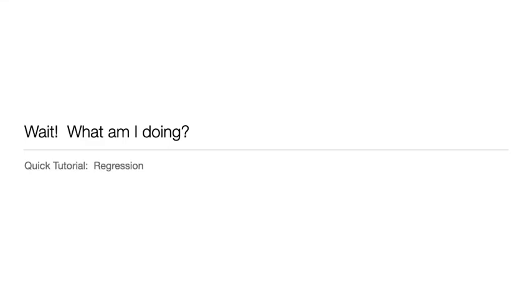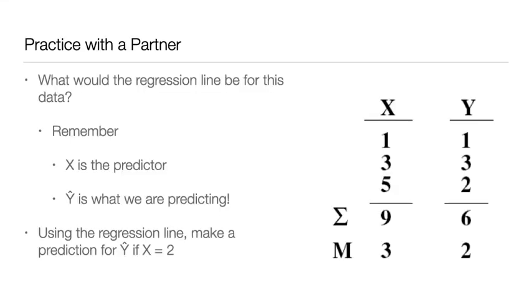Wait, what am I doing on regression? So as we've practiced, this is our practice with a partner from class. The question is, what would our regression line be given this data? It doesn't matter what necessarily we're predicting, so we don't have a word problem to go along with this one. But X is our predictor and Y is what we're predicting.